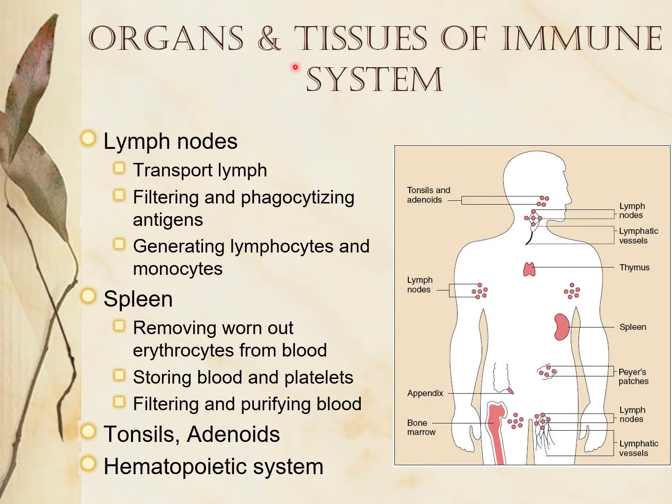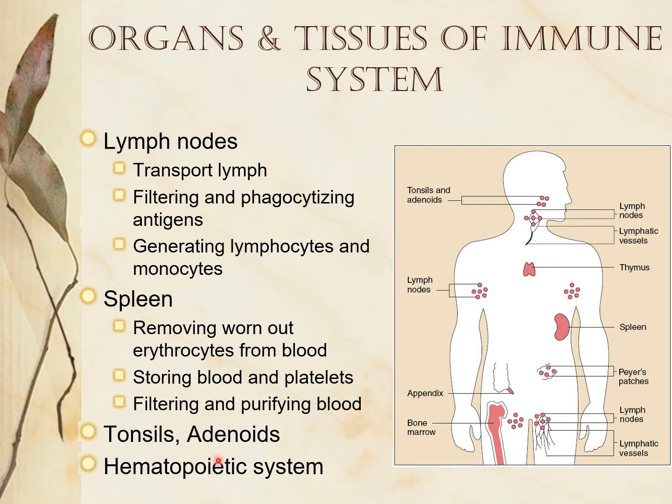So these are the parts of our immune system. We have the lymph nodes. Lymph nodes are distributed throughout the body. They serve as the centers for immune cell proliferation. Their function is to transport lymph, filter and phagocytize antigens, and generate lymphocytes and monocytes. We also have the spleen. Our spleen removes worn-out erythrocytes from the blood and stores blood and platelets. It also filters and purifies our blood. We also have tonsils, adenoids, and the hematopoietic system.